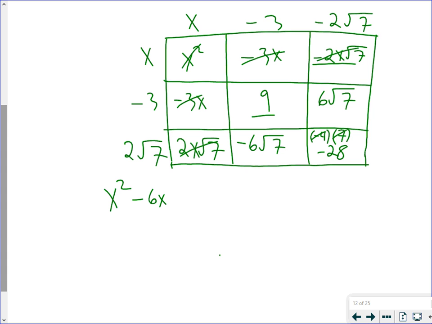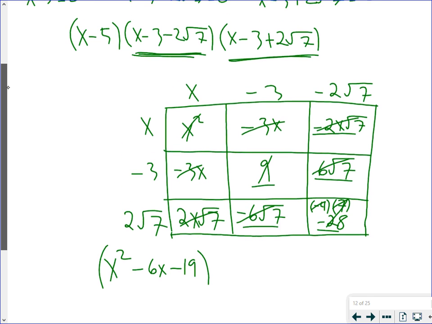Next, I have 9. 9 plus negative 28 is negative 19. And last, I have 6 root 7 with negative 6 root 7. Again, they're the same number, except one is positive and one is negative. So if you add them together, it gives you 0. They cancel each other out. So those are gone. So this is what I'm left with.